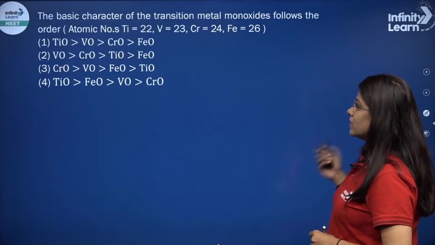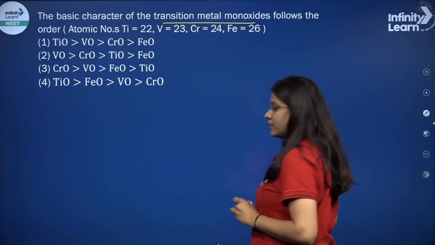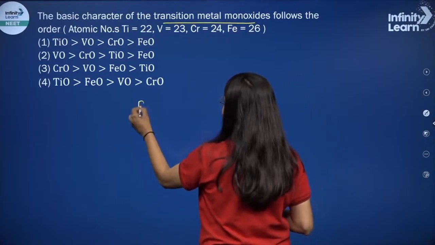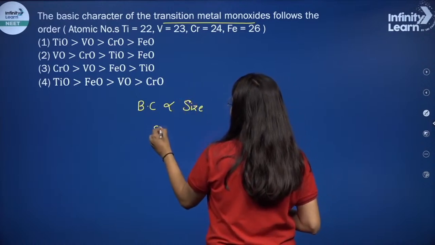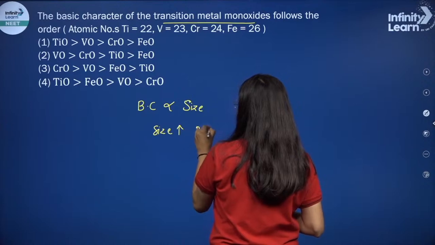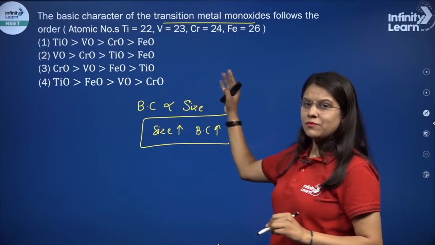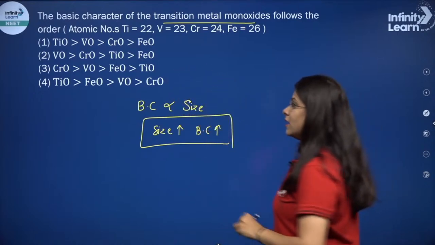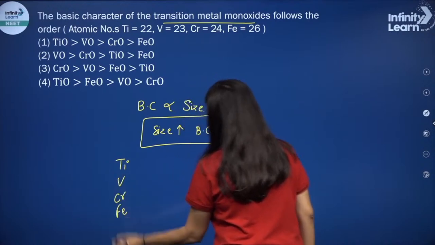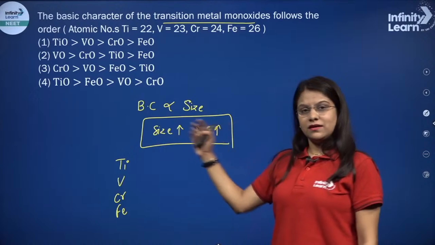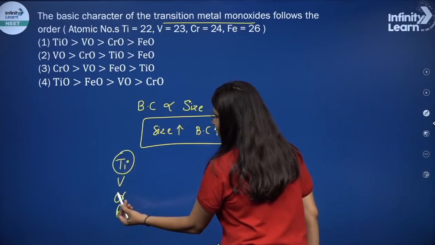Next question. The basic character of the transition metal monoxides follows this order. Now, we know that basic character is directly proportional to the size of the ion. If size is more, basic strength or basic character will be more. The anion is the same, so we'll see the size of the cations. I have titanium, vanadium, chromium and iron. What is the order of the size? They are present in the 3d transition series, so titanium is the largest, followed by vanadium, then chromium, then iron.